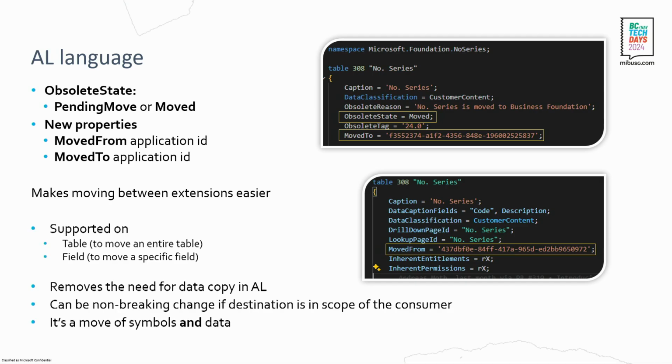The properties are available on tables and fields, and it removes completely the need to copy data, because underneath, when you're synchronizing the extensions, we will be renaming the tables underneath. So there's no copying of data, it's simply just repurposing the tables underneath. So now we have a solution that works for both symbols and data. But don't take my word for it. Gert, do you want to show how it works?